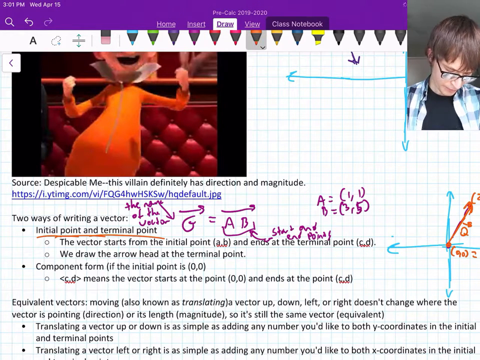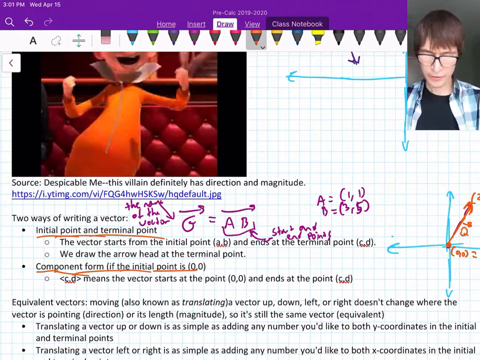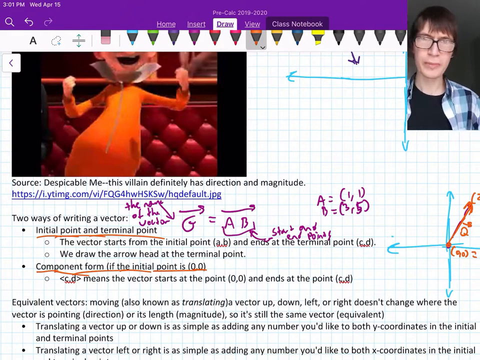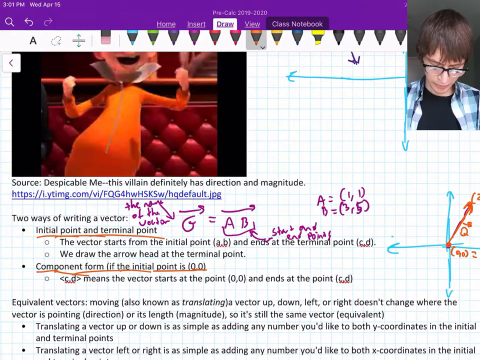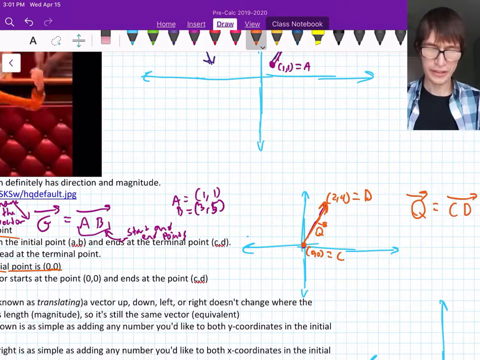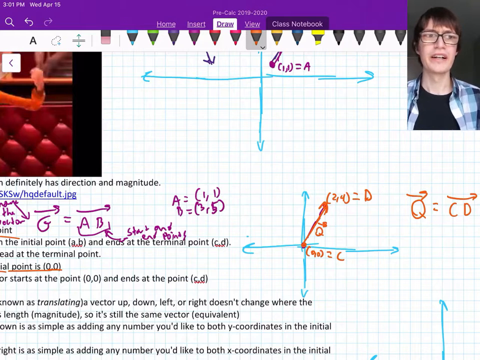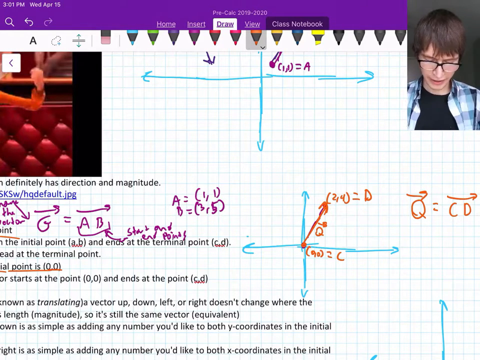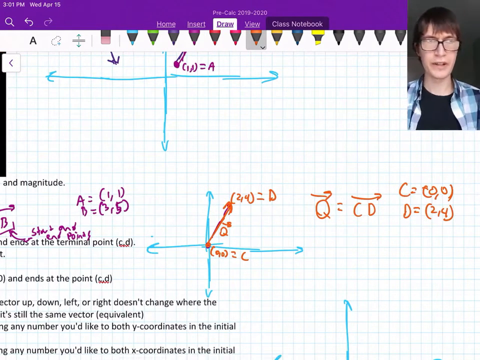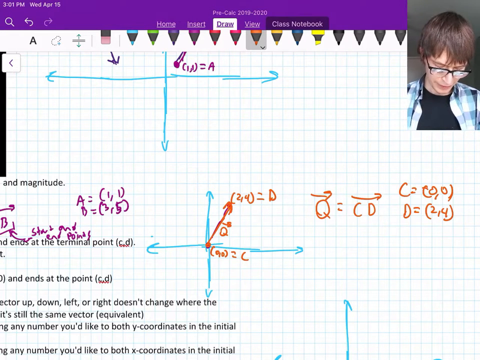And in component form, let's use orange as well. Instead of writing, if we're going to start from the point 0, 0 and make our initial point 0, 0, like we did in this orange vector, the vector Q, we could write it in a different way that makes it a whole lot faster. Instead of writing C to D and defining what C is and what D is, let's just say that vector Q is the same as this.